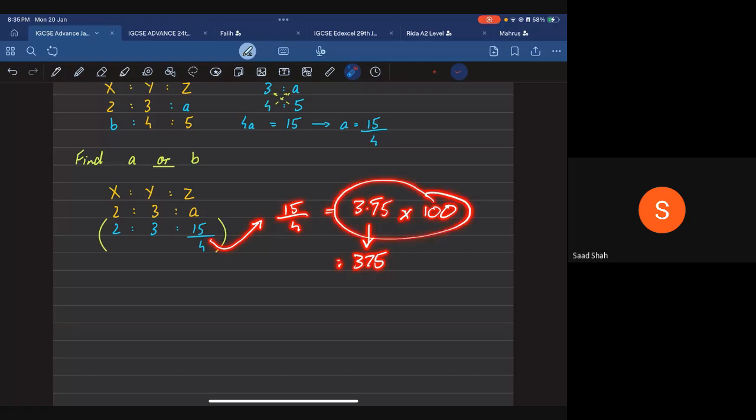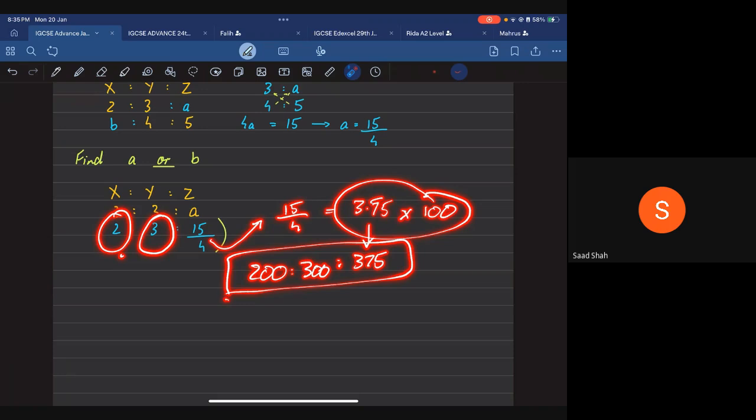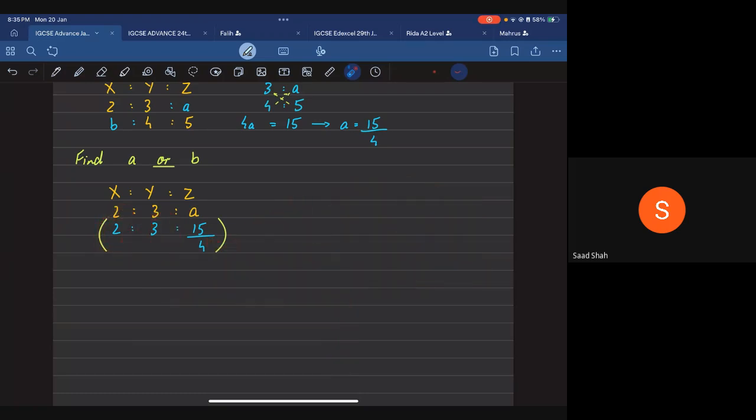But if you're multiplying only this with 100, then that means you're going to have to multiply 2 and 3 with 100 as well. And that is going to make your ratio 200, ratio 300, ratio 375. Again, you're going to have to simplify this till the very end, until and unless all of them are not divisible by one another. So their simplest form.